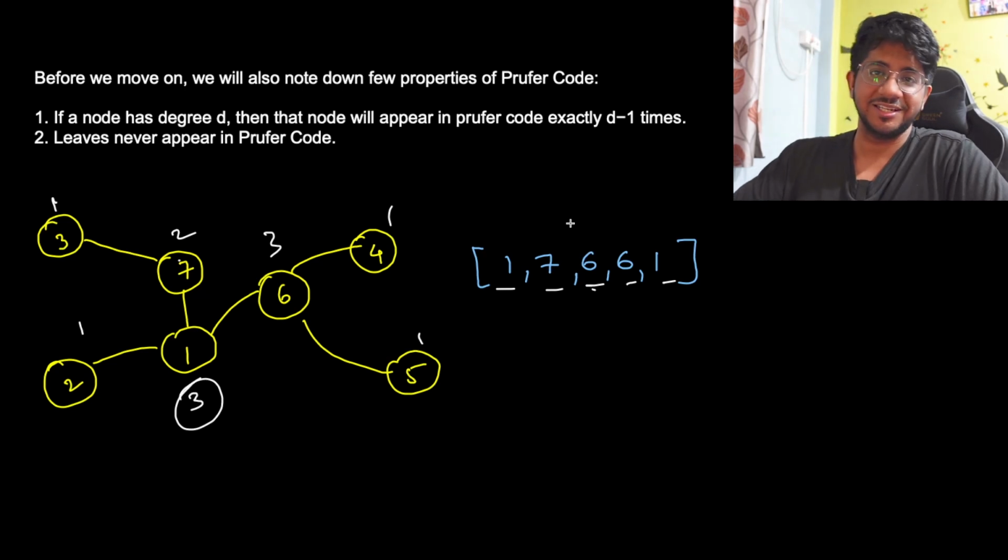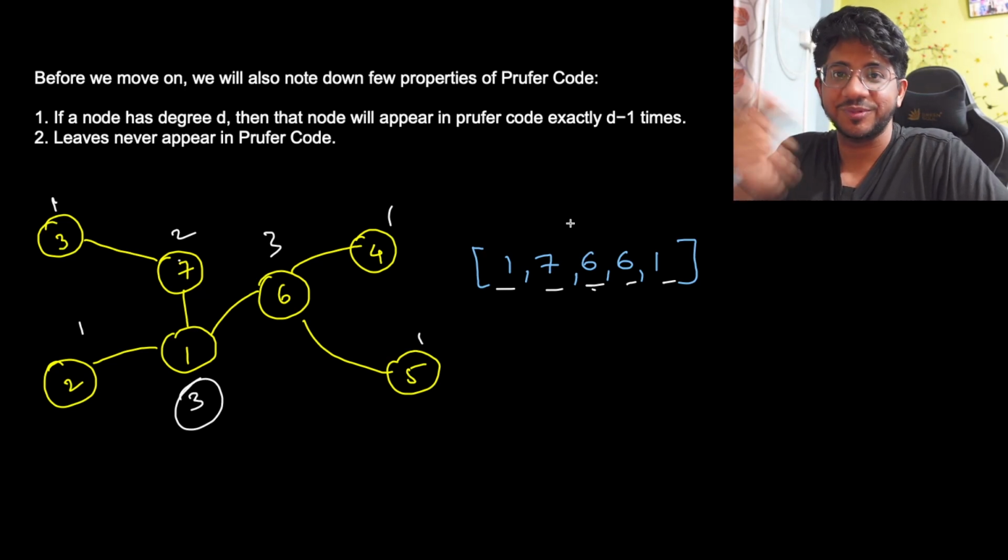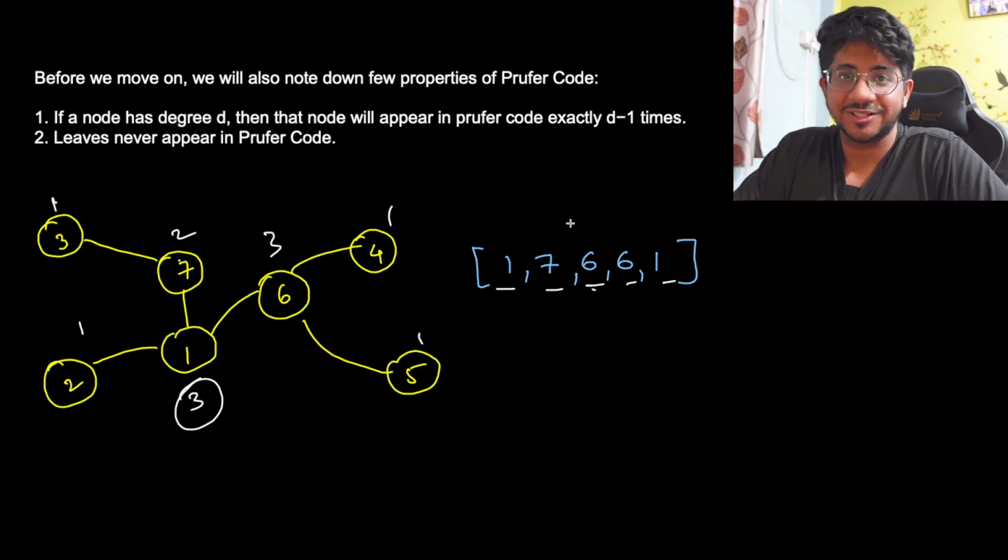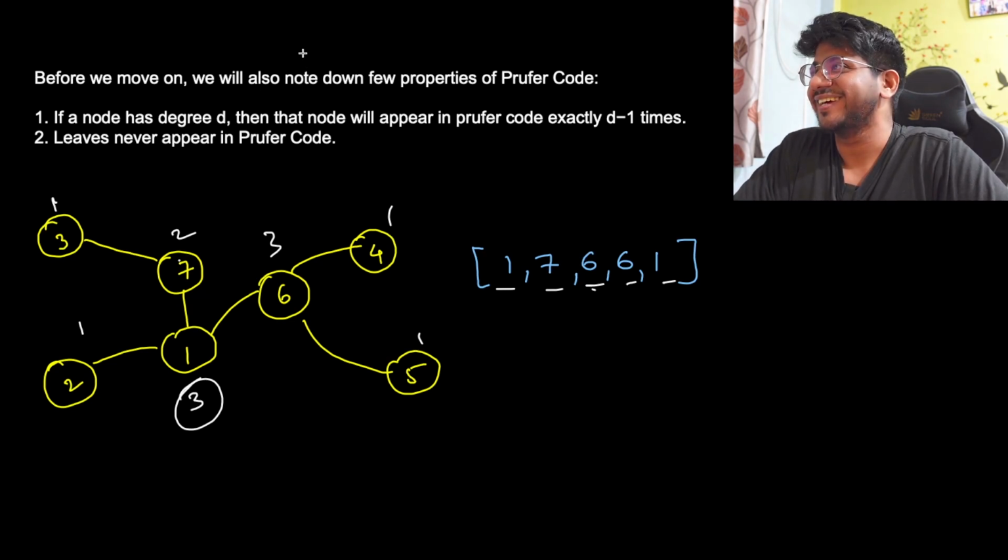Number 2, obviously an extension of this, leaves never appear in the Prufer code, right? So if you have to find the leaves of a tree whose Prufer code is given, it's just the elements that are not present, right?